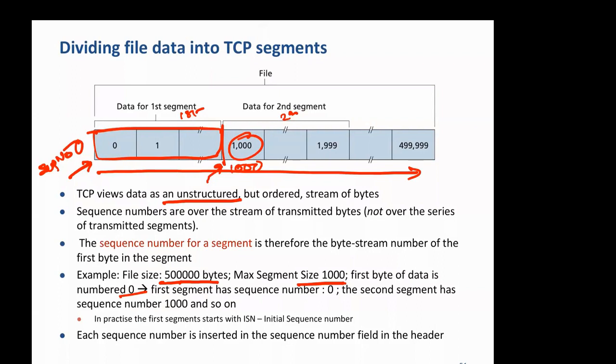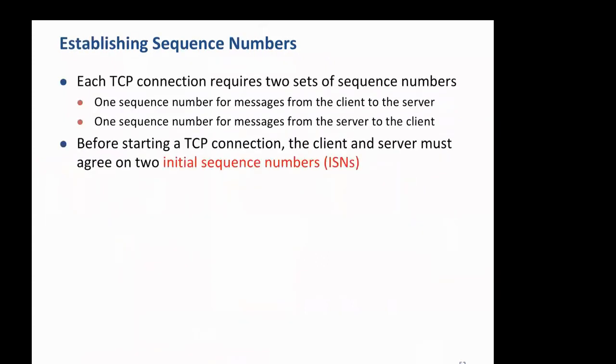Now, this starting sequence number: if the second segment is going in TCP, it will insert in the sequence number field this one, 1000. If the first segment is going, it will insert 0, and so on, right? This is how it happens.